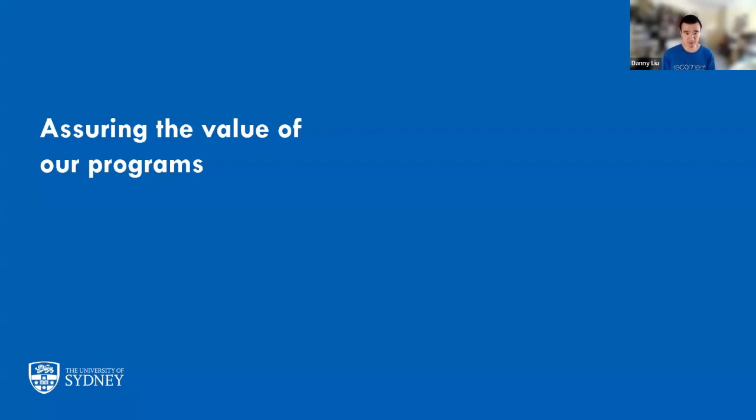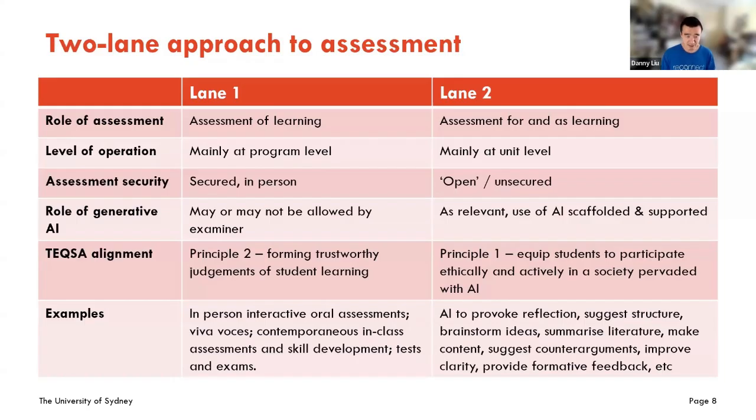Now, how do we do this? How do we assure integrity and relevance side by side? At Sydney University, we've come up with this idea of a 2-lane approach to assessment. We started working with this about July 2023.